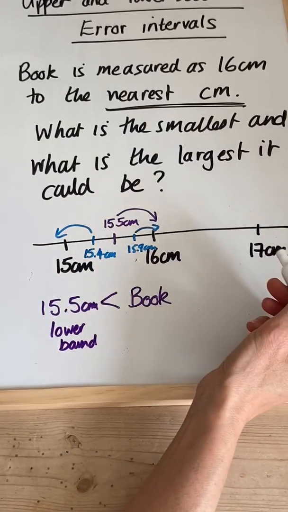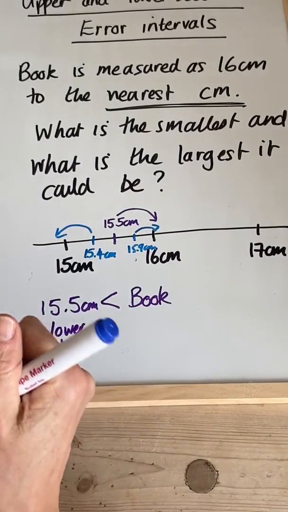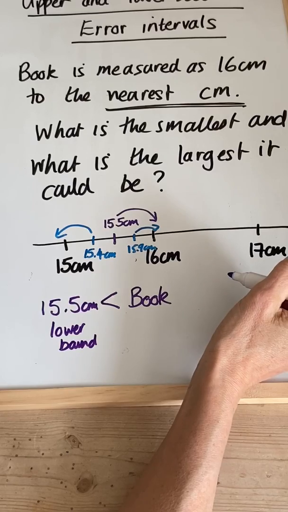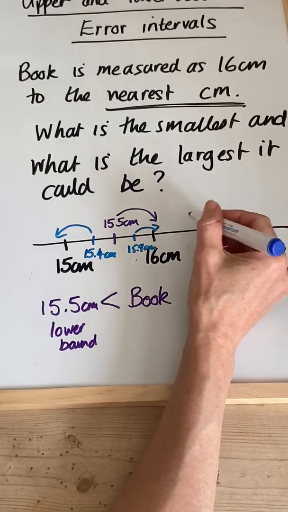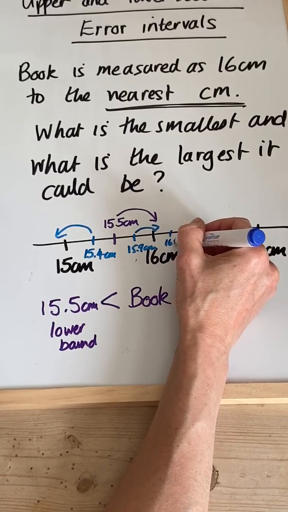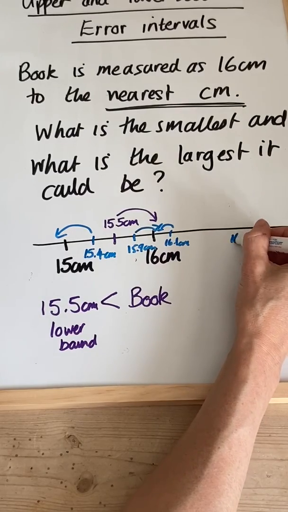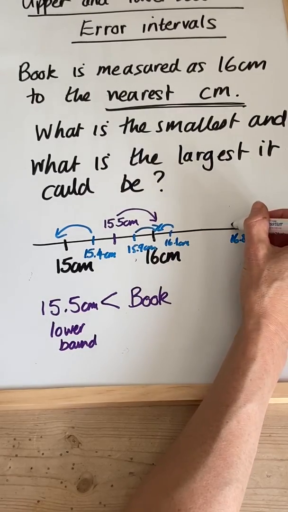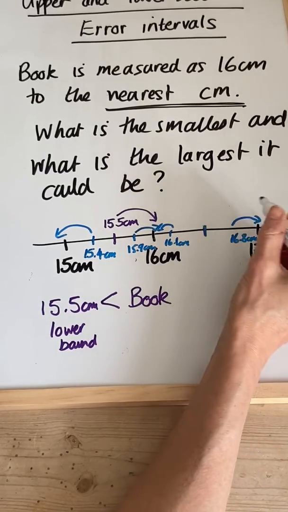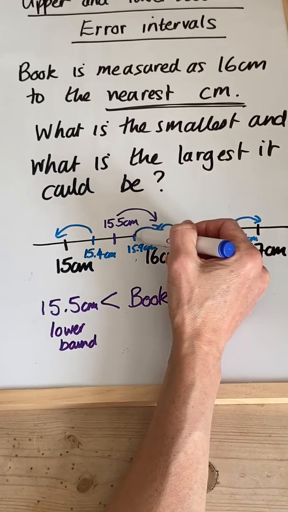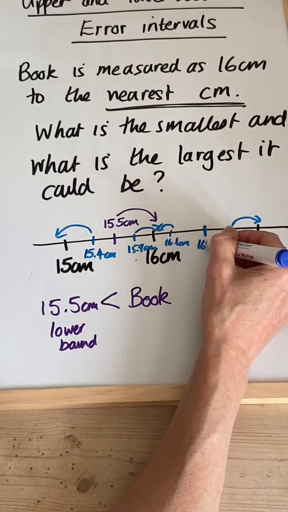Then the question is, what would be our upper bound? Thinking again about 16 centimetres, which is what the book has been rounded to, if the book was 16.1 centimetres, we know that it would definitely be rounded down. If it was 16.8 centimetres, we know that it would definitely be rounded up. The point at which it shifts from numbers that are rounded down to numbers that are rounded up is 16.5 centimetres.